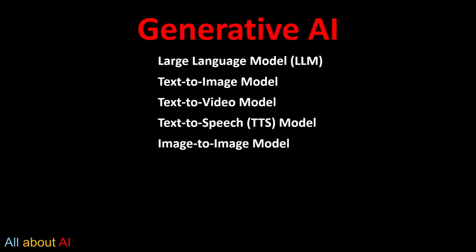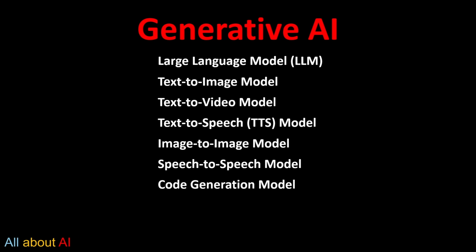Then we have image to image models, where from an image, the model can generate a new image or change some of the content in the image. We have speech to speech models, where speech from one voice can be transferred or changed to another voice, keeping tone and emotion.